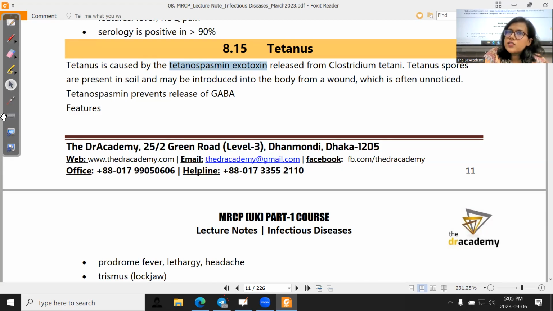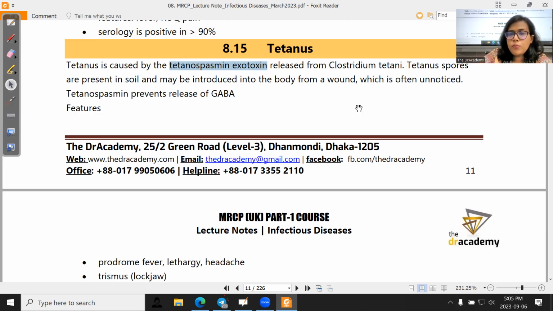Because once you are in the toxin mediated condition, there is no cure. There is no antibiotic that can cure this condition, because this is toxin mediated, not the bacteria itself. So once the tetanus toxin binds to the receptor and a series of consequences take place, it's very difficult to control that, and it's usually associated with a very high mortality rate. So it's very important to go for the active passive immunization in these cases.